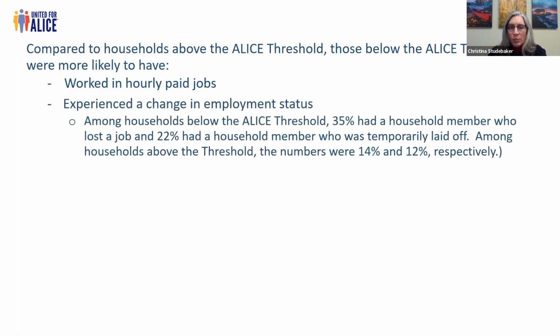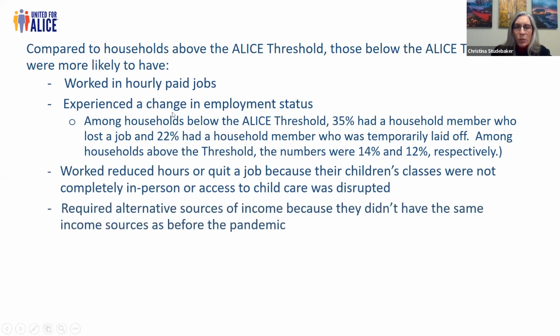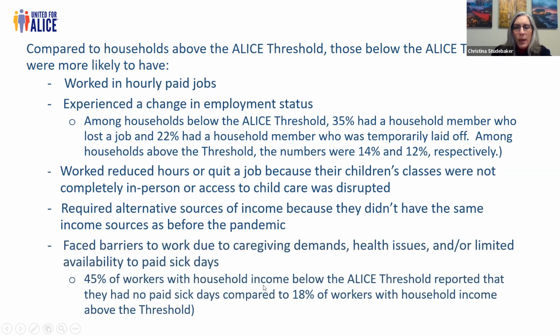To experience a change in employment status, so being temporarily laid off. So 35% had a household member who lost a job and 22% had a household member temporarily laid off, compared to 14 and 12% for those above the threshold. So essentially about 10% higher rates in the ALICE households. Worked reduced hours or quit because of their children's classes and the effect of that during the pandemic. Because their hours were cut or they were laid off, they had to look for alternative sources of income. And they faced barriers because of health issues and limited or lack of paid sick days.